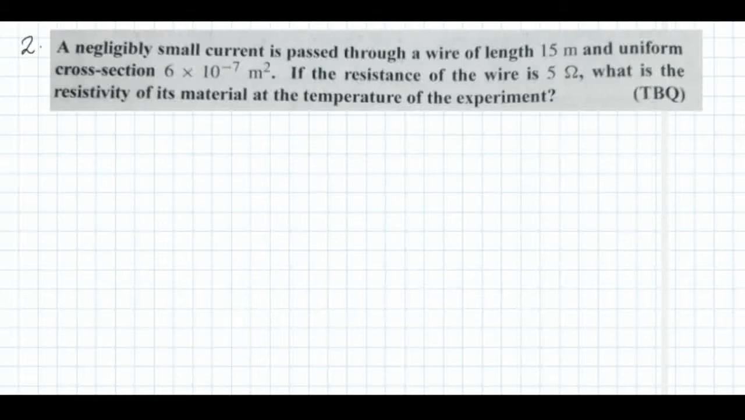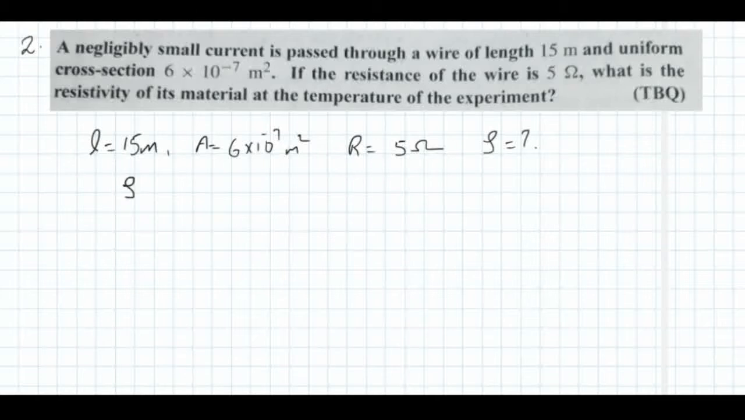So again we will list out the data given. The length of the wire is 15 meter, area 6 into 10 power minus 7, resistance is given, and we have to find the resistivity rho. So how to connect rho, L, A and R? From the previous classes we have the equation rho is equal to RA divided by L. Here R is given, A is given, L is also given, and all these are in SI units. So we don't have to convert these into SI units.